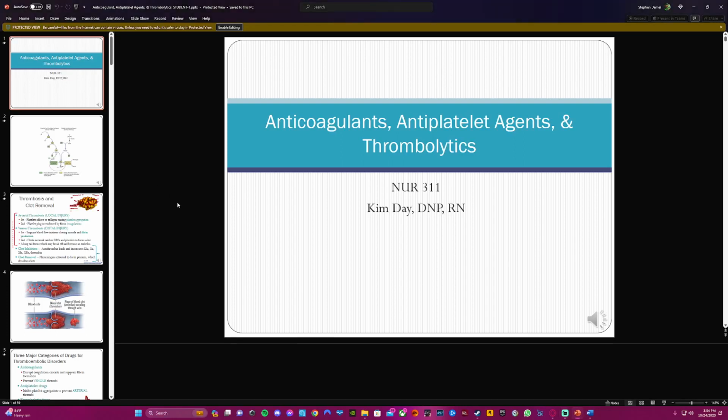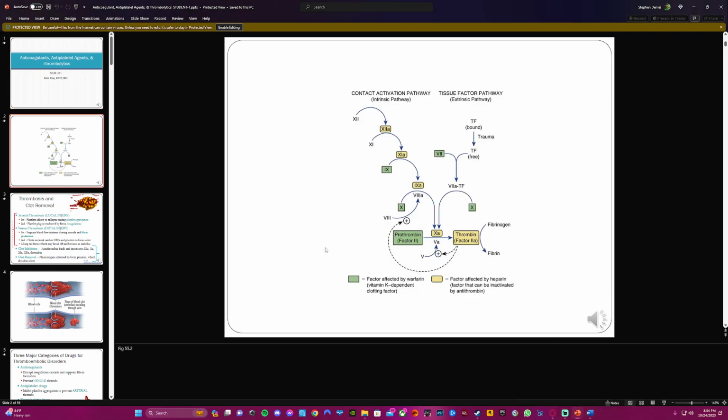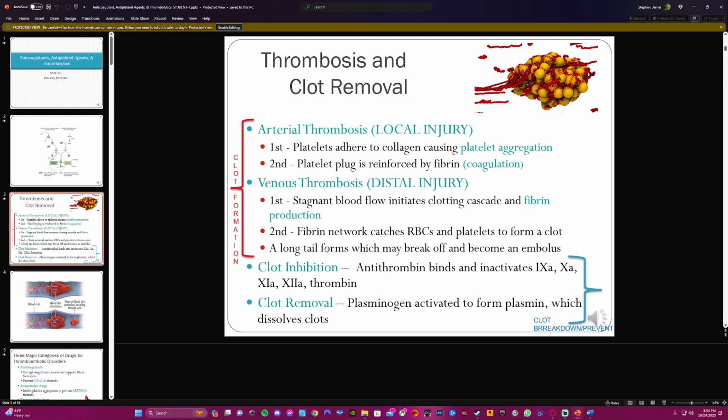So this one's going to be a little longer. We're going to be covering anticoagulants, antiplatelet agents, and thrombolytics. Not going to worry about this picture. There's too much going on. So thrombosis and clot removal.